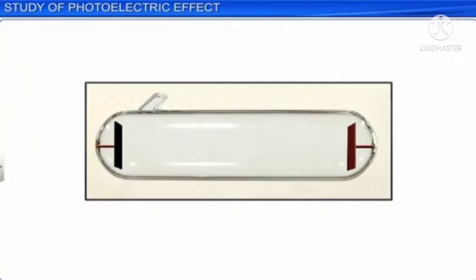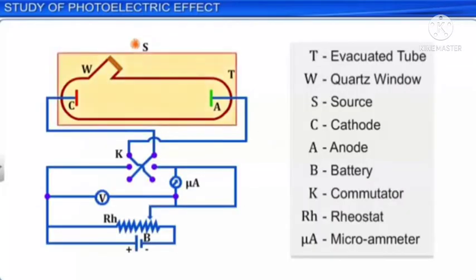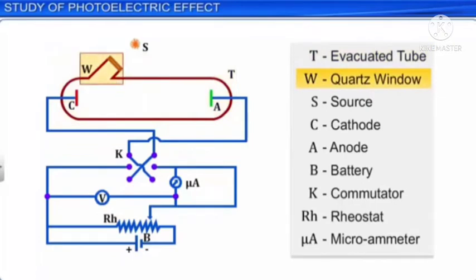Using the apparatus shown, let us study the experiment that explains the photoelectric effect. The apparatus consists of an evacuated glass or quartz tube T with a transparent quartz window W that permits radiation to pass through it. S is a source of monochromatic radiation. The evacuated tube consists of a photosensitive metal plate C, called the emitter plate or the cathode plate.